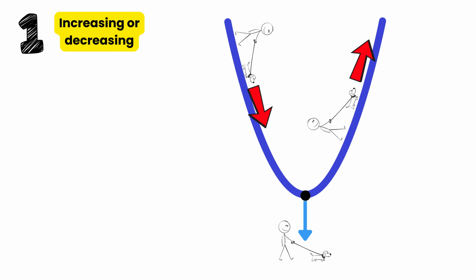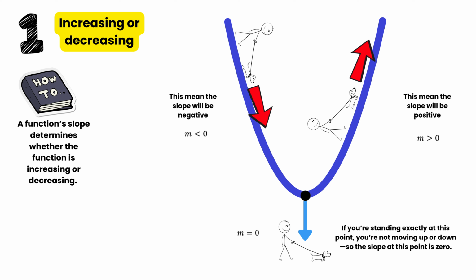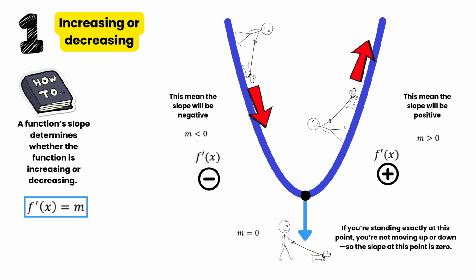Mathematically, we want to decide this even without the sketch. It all comes down to the slope at that point. If the slope is negative, the function is decreasing there. If the slope is positive, it's increasing. And if the slope is 0, you're at a turning point, so it's neither. To find the slope at a specific point, we use differentiation. Take the first derivative of the function, then substitute the given x value to get the slope. A positive result means increasing, a negative result means decreasing, and 0 means neither at that instant.